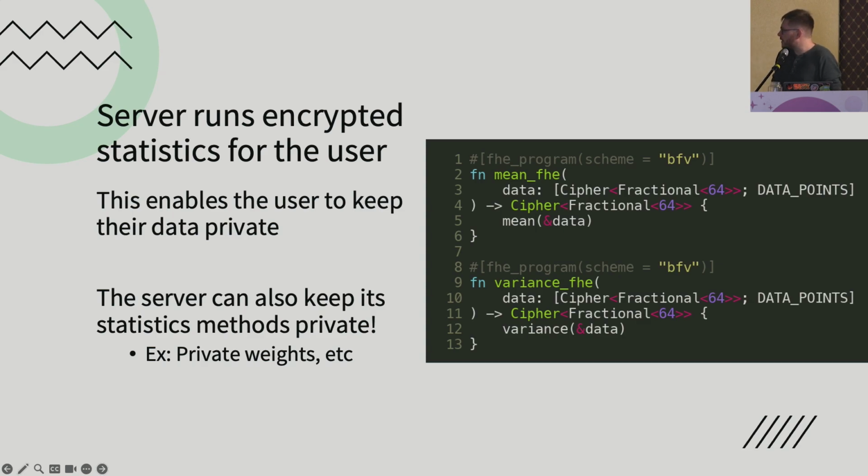And then to run the data is kind of as you would expect. The server can run the encrypted data by essentially specializing the generic functions we have for the types that we care about. And so this allows for a few different things, as mentioned before. The user gets to keep their data private, and the server also gets to keep its statistics model private. So if it has any private weights, some plain text data related to the weight I've assigned to certain variables, this will allow the server to keep those private.